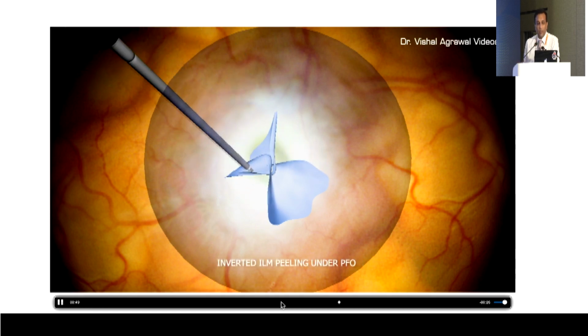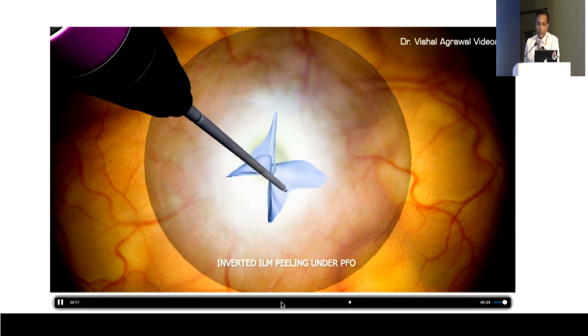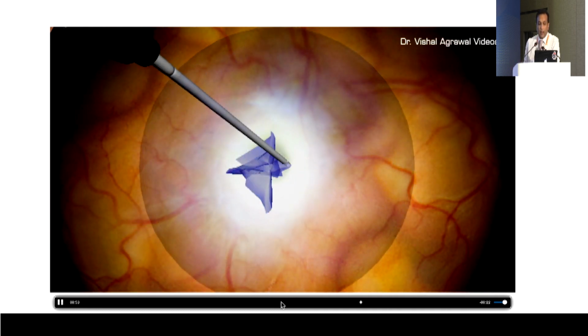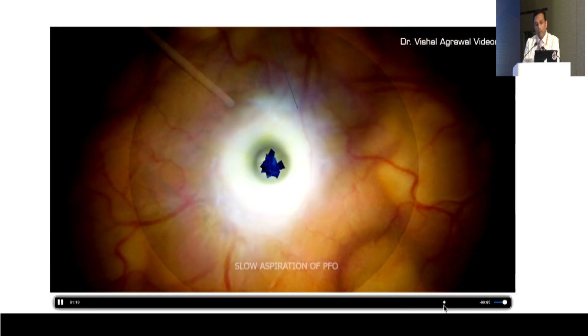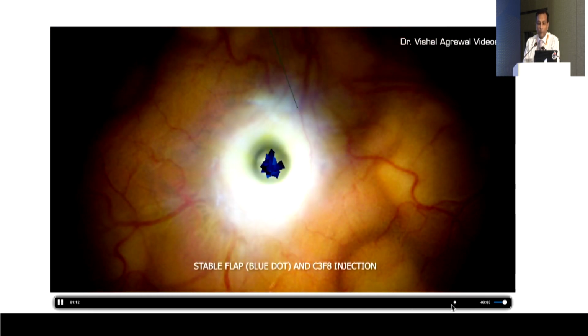So you do an inverted ILM flap technique, what you do routinely. The only difference here is that it should be wide based. And that will avoid additional retinotomy to drain the posterior pole fluid.